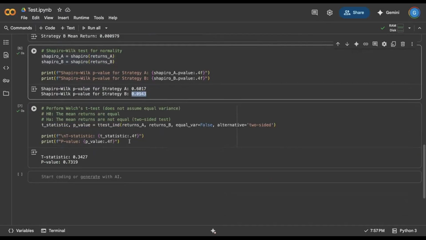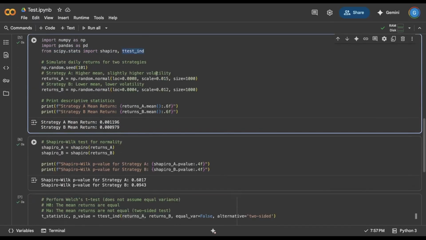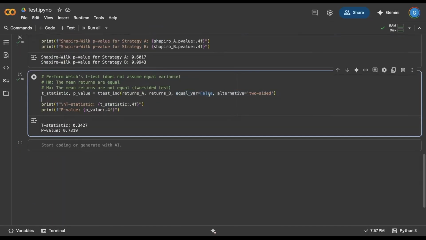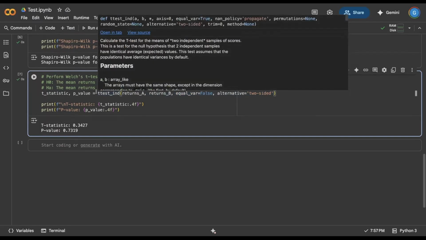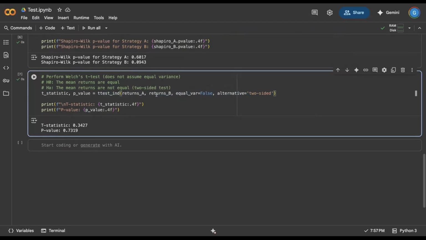Now we can proceed with the t-test. We use scipy.stats.ttest_ind to perform the A-B test. It is good practice to use equal_var equals False to default to the more robust Welch's t-test. Here, we call the ttest_ind function using the parameters returns A, returns B, and setting equal_var equals False, and alternative equals two-sided, because our alternative hypothesis, that the mean returns are not equal, is a two-sided test. We get the output t statistic and p-value. The t statistic we got is 0.3427 and the p-value is 0.7319.